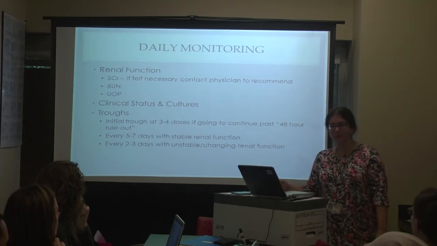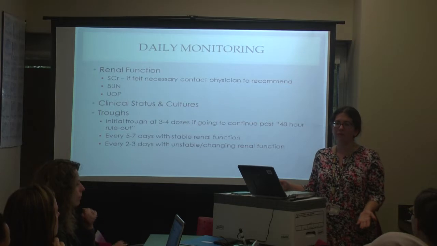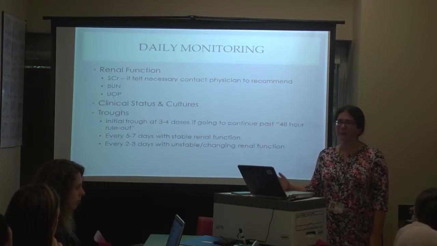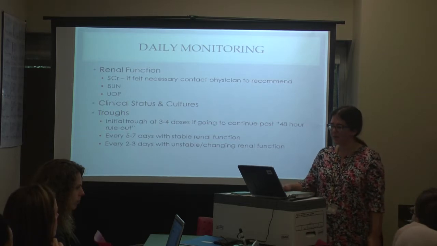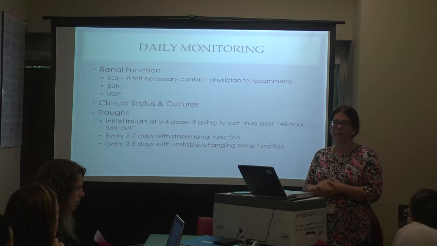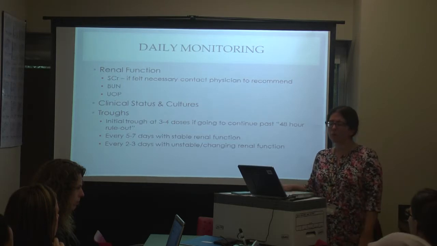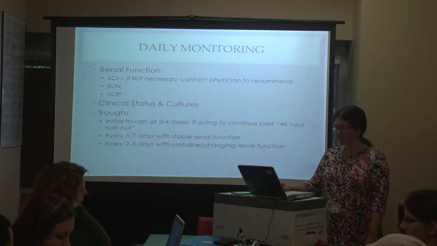With a few exceptions. One, if they're having renal dysfunction already, then certainly we want to be more careful in monitoring those patients. And this probably doesn't apply to the cardiac patients because they like to monitor much more closely as well. So those physicians usually like to have the plan discussed with them, so working with them to come up with a plan for monitoring. But in general, we don't need to order troughs unless we plan to continue past that 48-hour rule out.